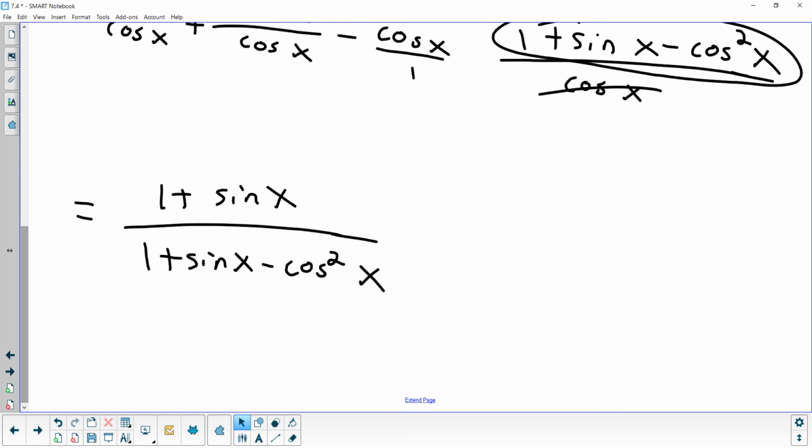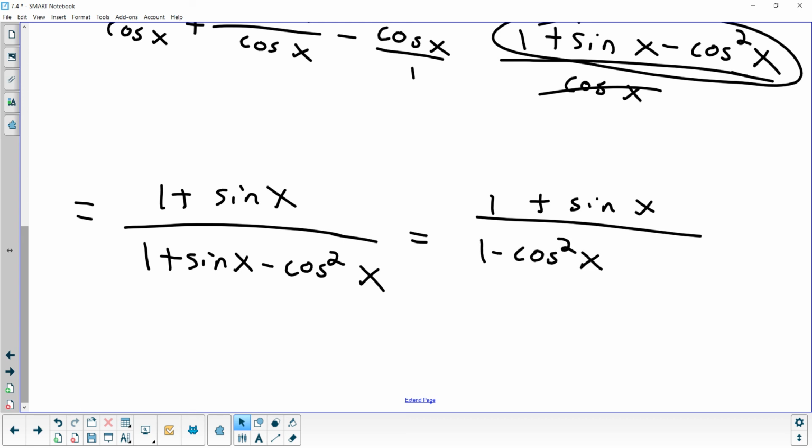Okay. Now, I'm going to do one small thing here and see if you notice something. Very small step. I'm just going to change the order of those two. Make it 1 minus cosine squared plus sine.